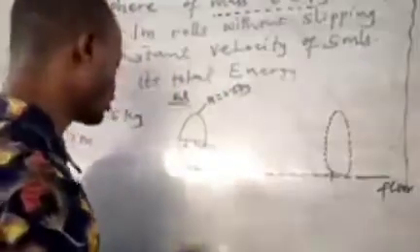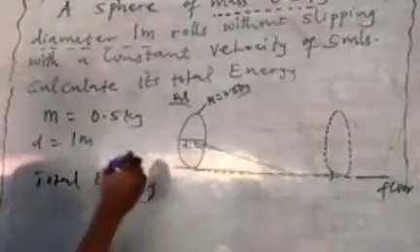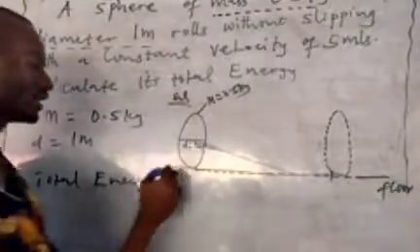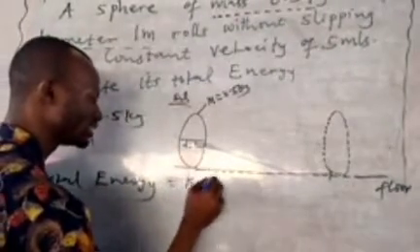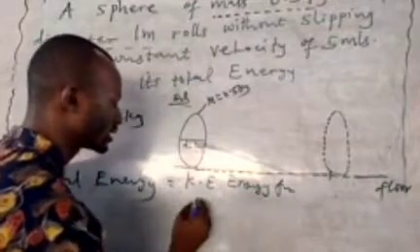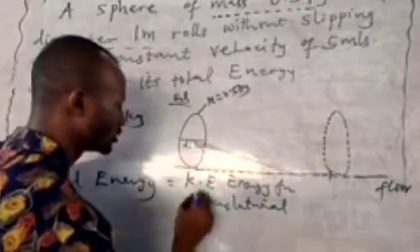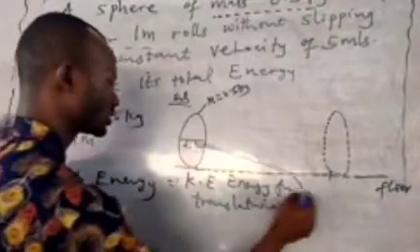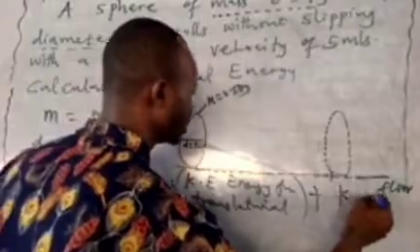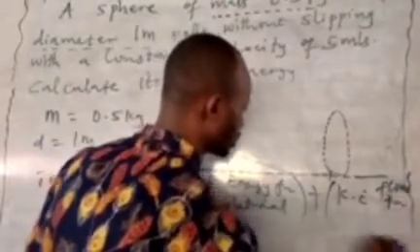So therefore, the total energy of this sphere will be equal to the kinetic energy for translation, used for translational motion, plus the kinetic energy for rotation.